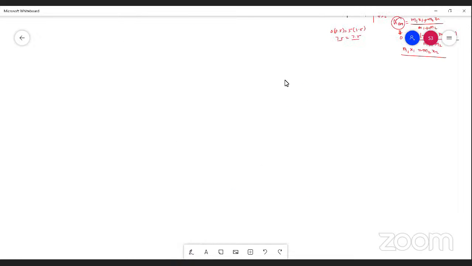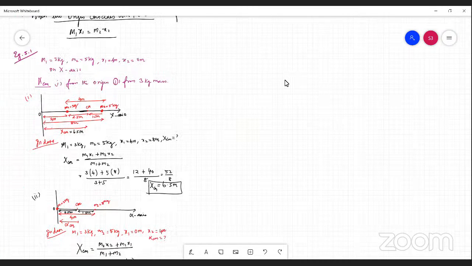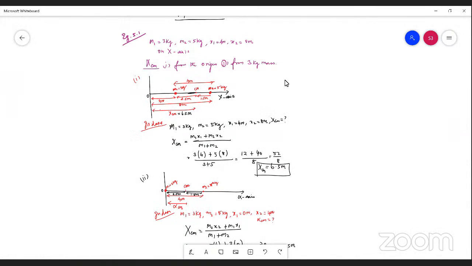Second one, we can simply show it here that from the 3 kilogram mass, the position of center of mass is at a distance of 2.5 meter. That can be easily obtained from the first case itself. If you subtract 4 meters from 6.5 meter, you will be exactly there at the 3 kilogram mass. So from 3 kilogram mass, the position of center of mass will be 2.5 meter. That is very clear from the diagram. So this is all about the problem what we discussed so far.